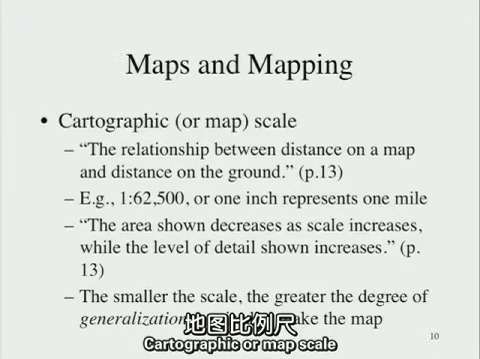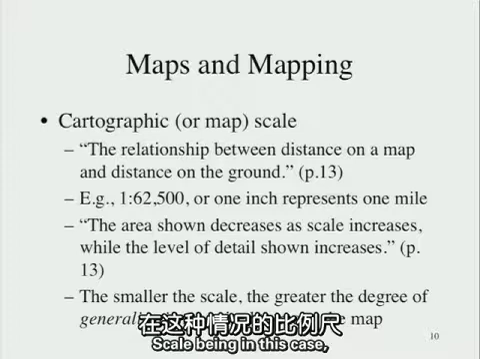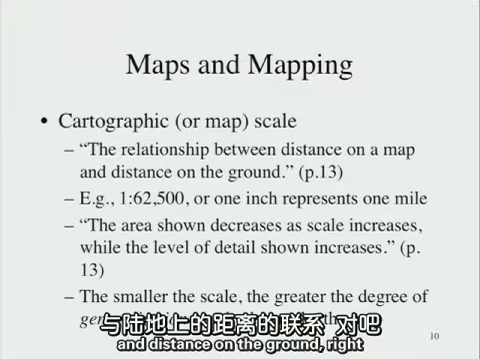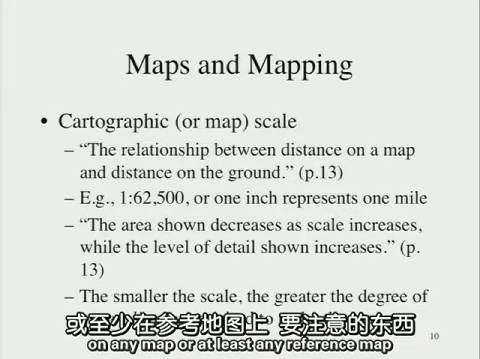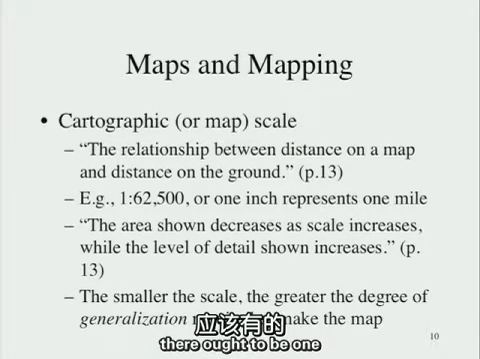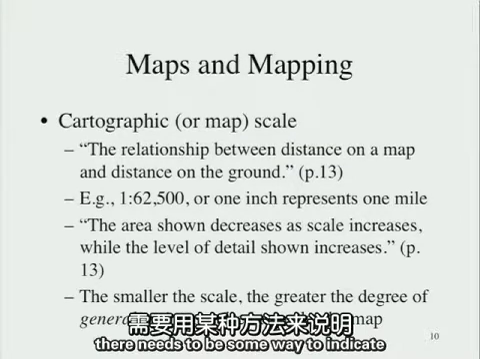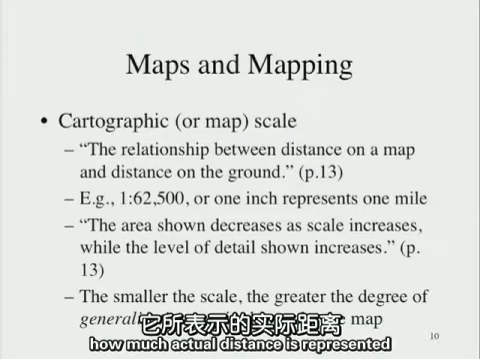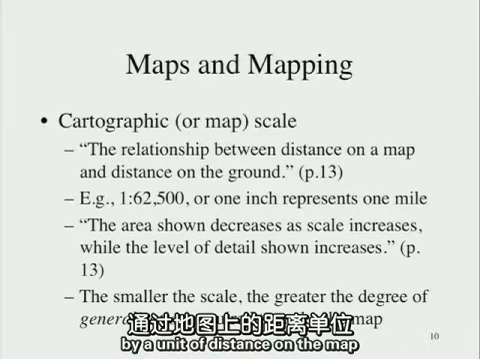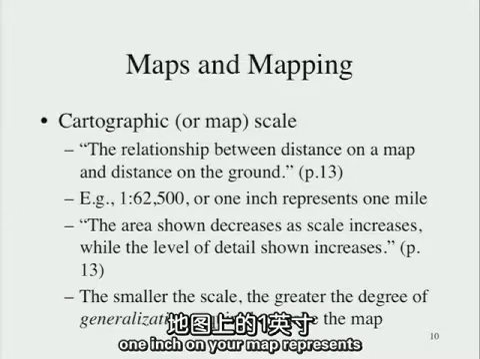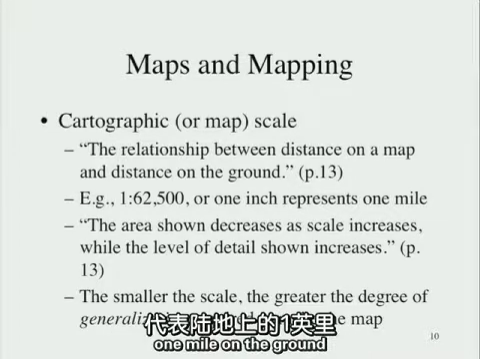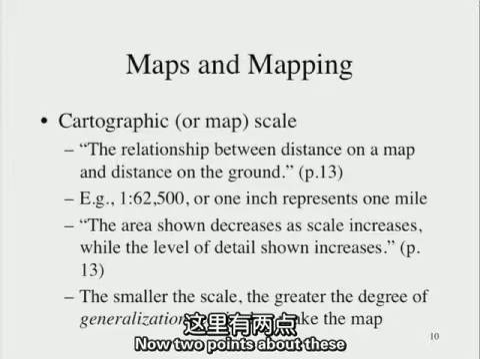Cartographic or map scale. Scale being, in this case, the relationship between the distance on the map and the distance on the ground. Right? This is another thing to look for on any map, or at least any reference map, is to look for the scale. There ought to be one. There needs to be one. There needs to be some way to indicate how much actual distance is represented by a unit of distance on the map. So 1 to 62,500 is the scale in which 1 inch on your map represents 1 mile on the ground. Now, 2 points about this.